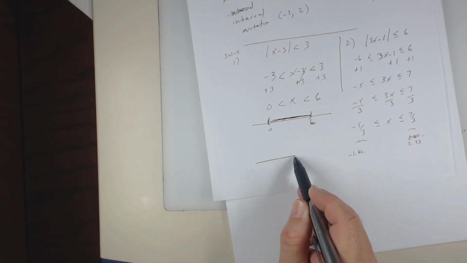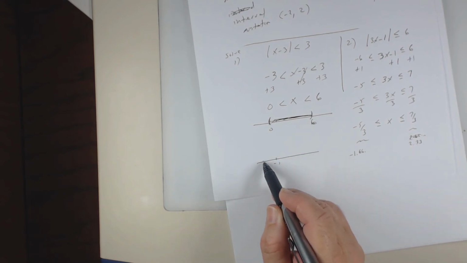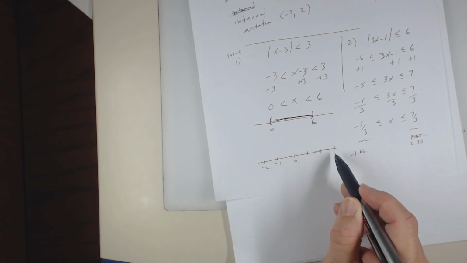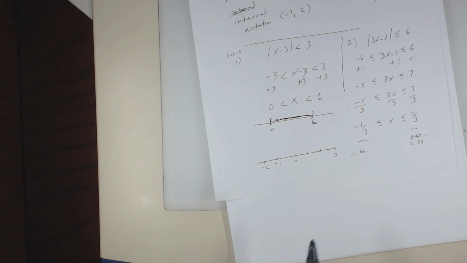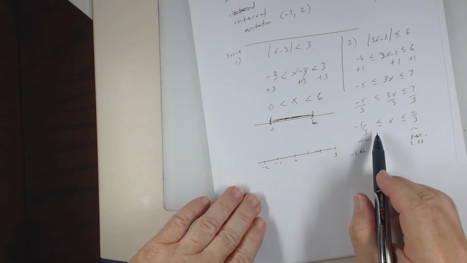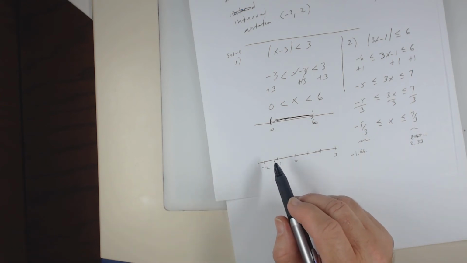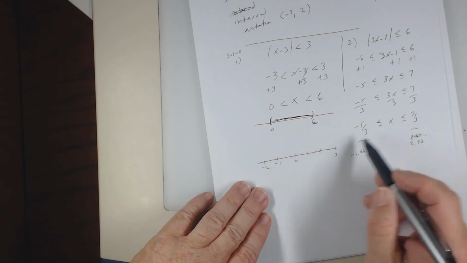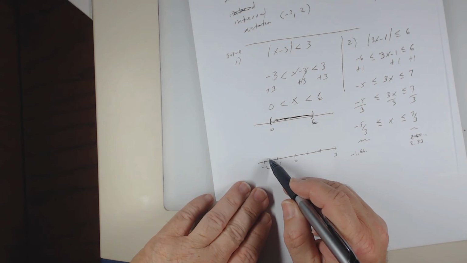So here's your graph. This is negative 1, this is negative 2, this is 0, 1, 2, 3. Okay, so negative 5/3 is between what two numbers? Negative 1 and negative 2, closer to what? Negative 2. And this is less than or equal to, so is it a bracket or parenthesis? Bracket. In fact, they're both brackets, right? Closer to negative 2, is that correct? Kind of like this.